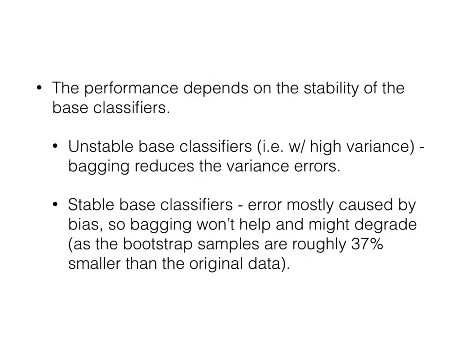The performance that we get from the ensemble depends on the stability of the base classifiers. So if we have unstable base classifiers, ones that have high variance, so they've overfitted the data, then when we do the bagging, we have room to reduce that variance component of the error. If we had stable base classifiers, the error is mostly caused by a large amount of bias. Ensembles can't reduce that bias, so bagging won't really help to solve the problem, because all they can do is reduce the variance component of the error. In fact, it might be a little bit worse, as you can see from the slide.